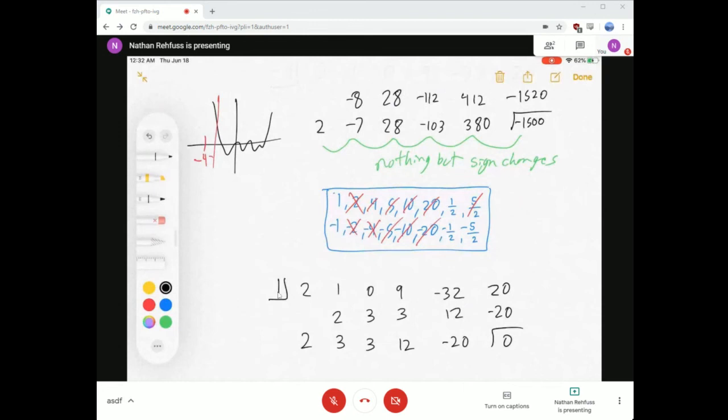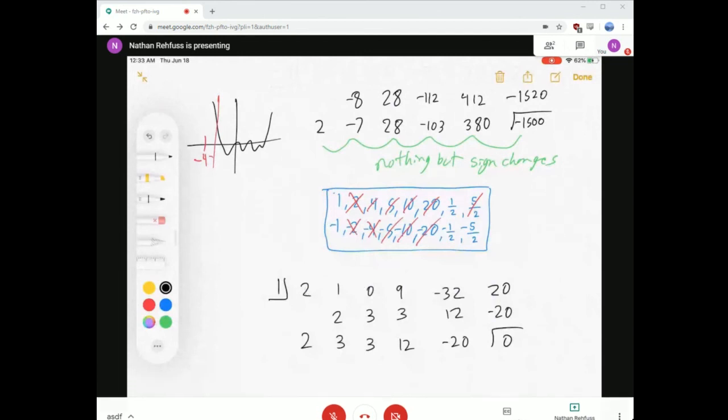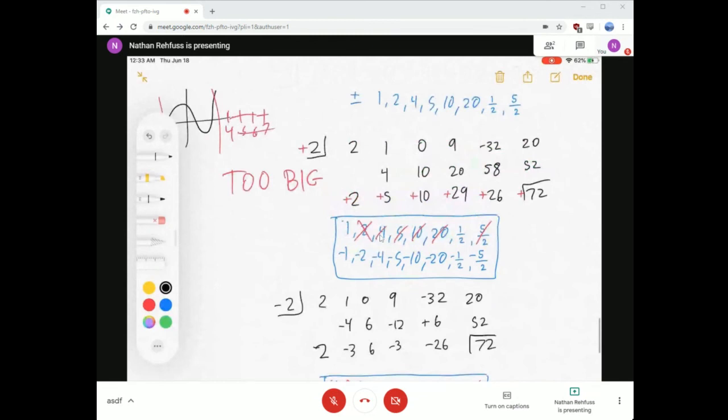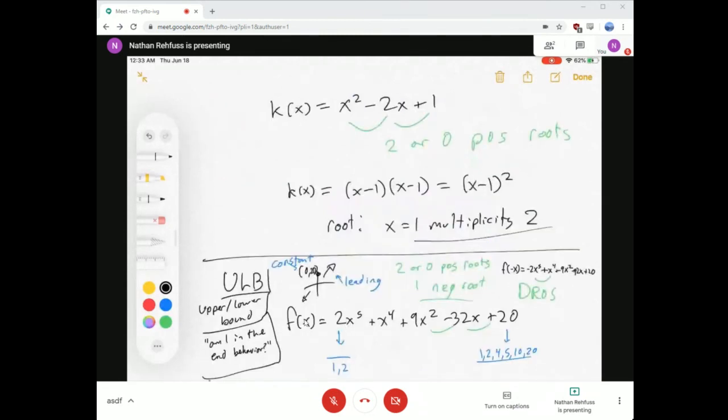Now here's the thing. I knew this was going to be 1 because 2 plus 1 plus 9 plus 20 minus 32 is 0. In other words, when you plug in a 1, that's the same as adding up the coefficients. Add them up, get 0. Well, 1's going to give you a 0. Do you see why? Because when I plug in 1, I just get 2 times 1 plus 9 times 1 minus 32 times 1 plus 20. So when I plug in a 1, I just get the sum of the coefficients.